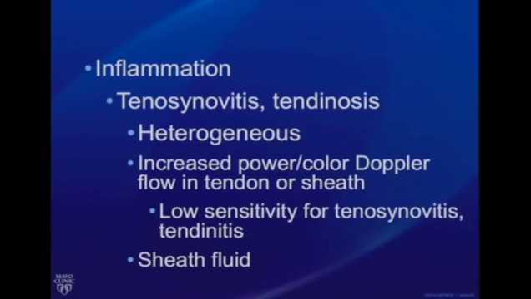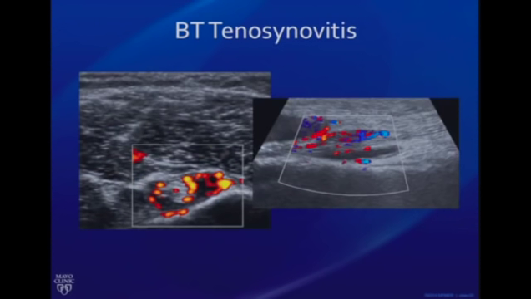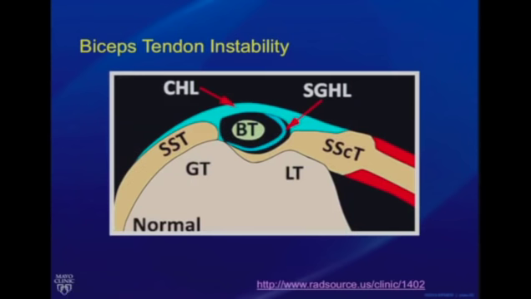When you look at a biceps tendon that is inflamed, you are either dealing with tenosynovitis, which is more acute, or a chronic tendinosis. In either case, the tendon is heterogeneous and there is increased flow within the tendon or the surrounding sheath. Here's a case of a tendon that is inflamed. There is a significant amount of vascularity within the tendon, and in this case you can see the synovium around it is hypoechoic and shows increased flow. So this is a good case of a biceps tendon tenosynovitis.